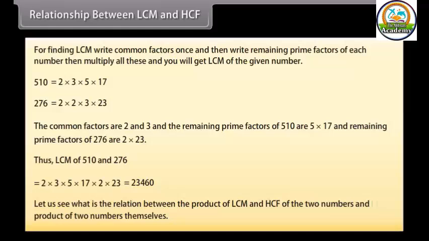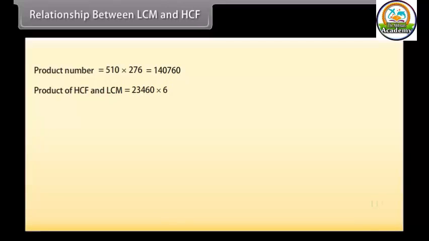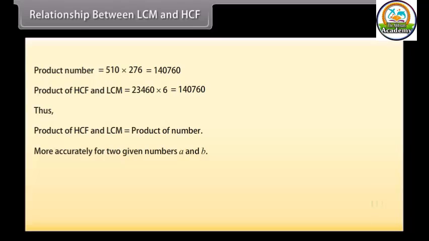23,460. Let us see what is the relation between the product of the LCM and HCF of the two numbers and the product of the two numbers themselves. From the above discussed example, the product of the numbers is equal to 510 × 276, which equals 1,40,760. The product of HCF and LCM is equal to 23,460 × 6, which is 1,40,760. Thus, the product of HCF and LCM is equal to the product of the numbers. More accurately, for two given numbers a and b, HCF(a, b) × LCM(a, b) is equal to a × b.